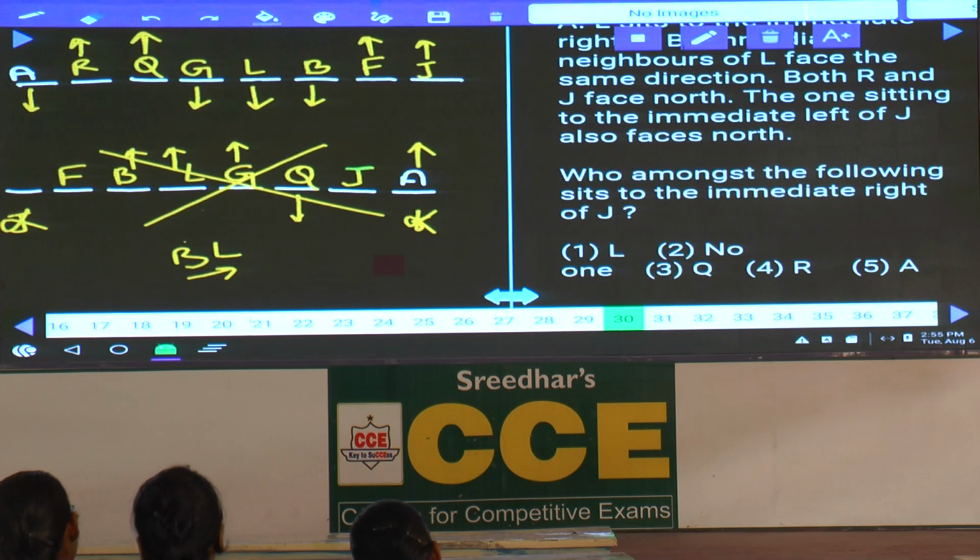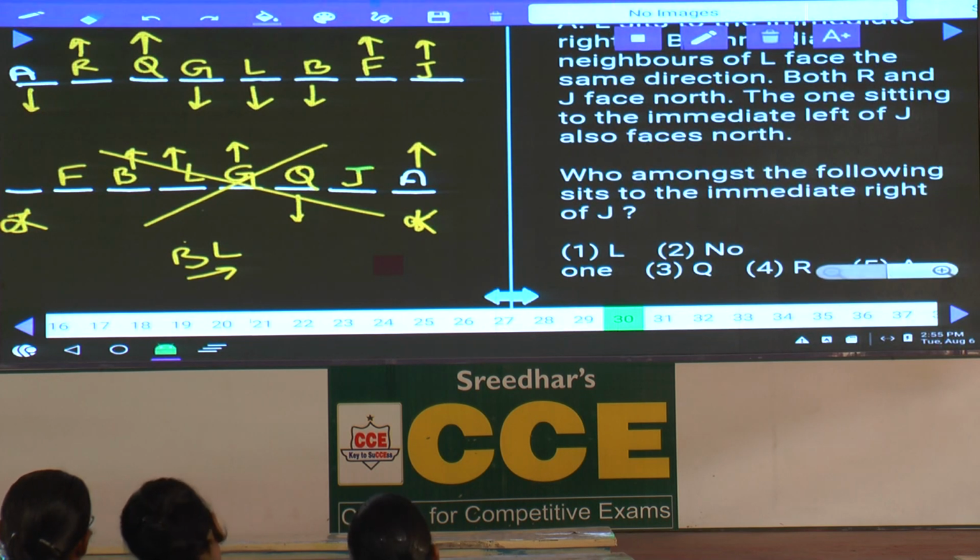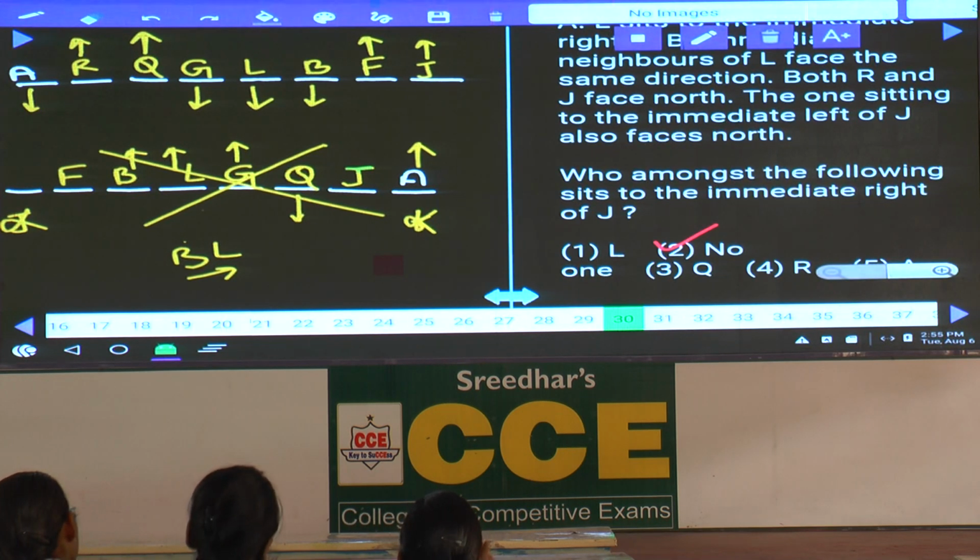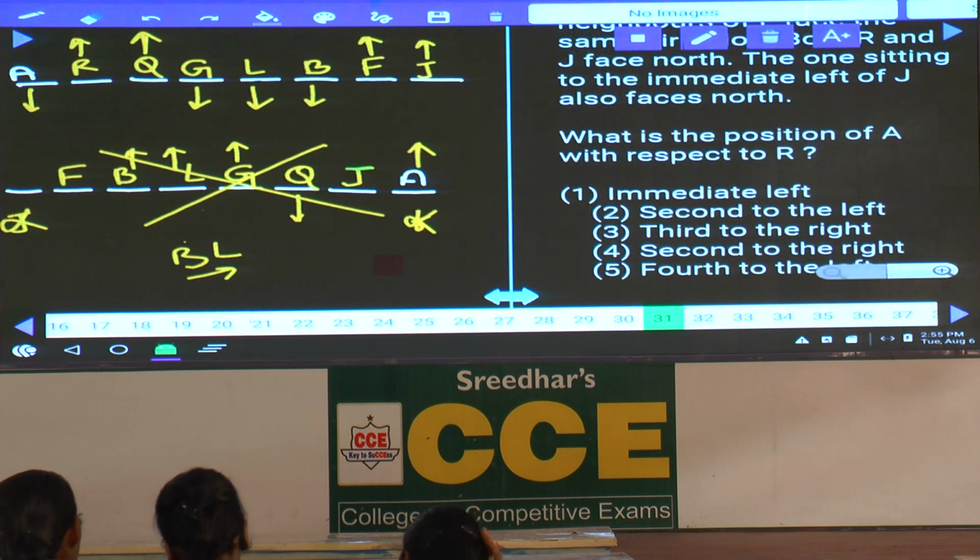Then question number 30, who among the following sits to the immediate right of J? Immediate right-hand side of J. Is there anyone to the immediate right-hand side of J? No. No one, that is choice 2. Then question number 31, what is the position of A with respect to R? A with respect to R, A is to the immediate left, that is choice 1.